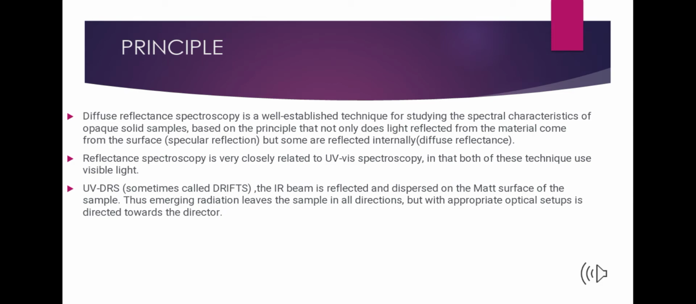Reflectance spectroscopy is very closely related to UV-VIS spectroscopy, which means ultraviolet visible spectroscopy, in that both of these techniques use visible light. DRS, which we sometimes call DRIFTS, means diffuse reflectance infrared Fourier transformation spectroscopy. The IR beam is reflected and dispersed on the matte surface of the sample. Thus, emerging radiation leaves the sample in all directions, but with appropriate optical setups is directed towards the detector.